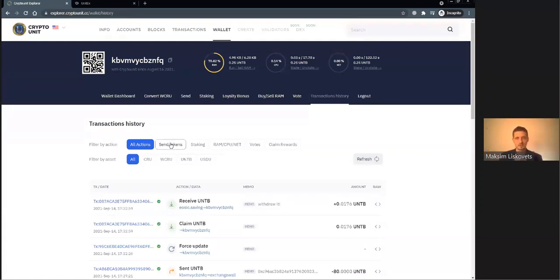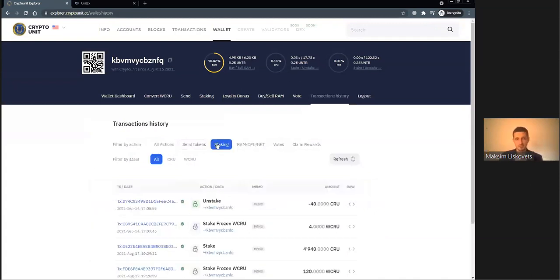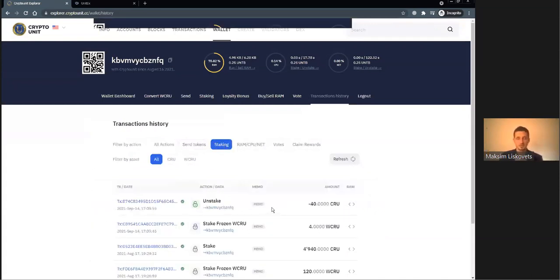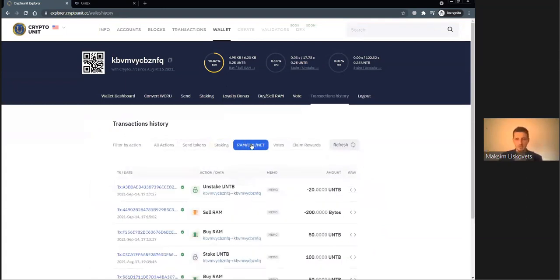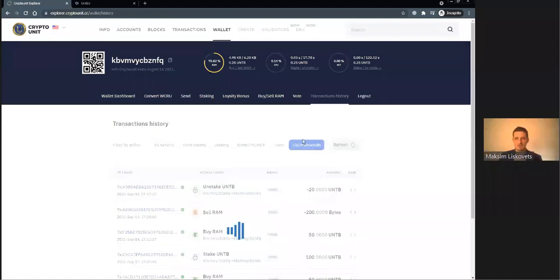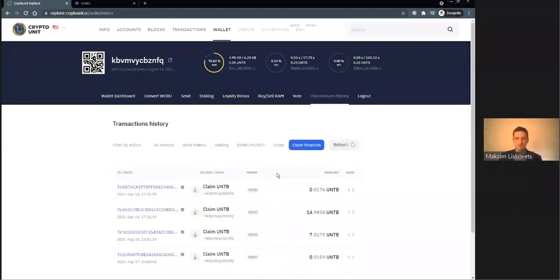all the actions, then send tokens, so another action when you transfer tokens. Staking related transactions, you may see what we staked and how many. Then we may see our actions with RAM, CPU, and NET. Votes is clear, we don't cover it. And claim rewards, this is when you claim your UNTB is mined, for instance.